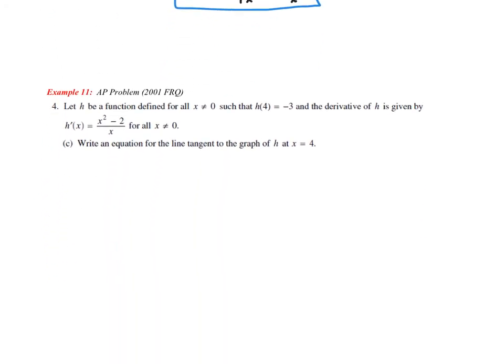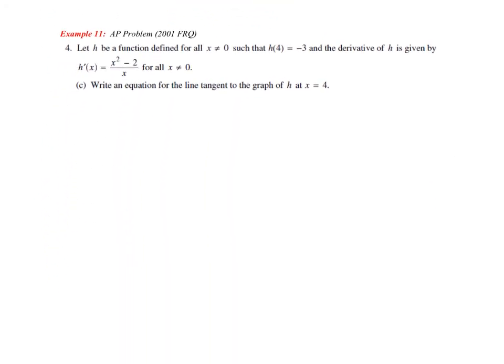Okay, let's look at example 11. Let h be a function defined for all x not equal to 0, such that h of 4 equals negative 3, and the derivative of h is given by h prime. Write an equation for the line tangent to the graph of h at x equals 4. Again, anytime you're asked to write an equation for a tangent line, you need a point, which we have, 4, negative 3, and you need a slope. I need to know what h prime at 4 is equal to.